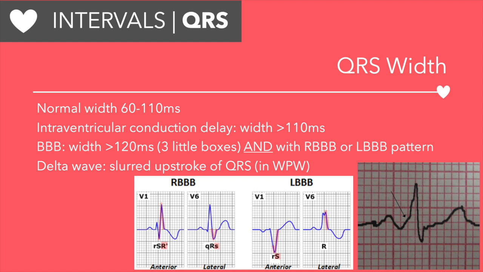In right bundle branch block, we see bunny ears in V1, whereas in left bundle branch block, we see bunny ears in V6. So in V1, we see these bunny ears for right bundle branch block, and for left bundle branch block, we see these bunny ears in V6. And finally, there's something called the delta wave, which is depicted over here. It's the slurred upstroke of QRS as seen in Wolff-Parkinson-White syndrome, which is a pre-excitation syndrome.